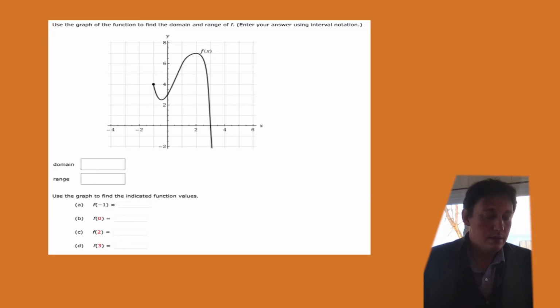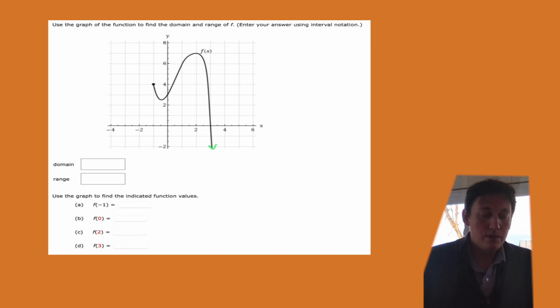In the next question, we have a graph provided to us. You're asked for domain and range. So remember, domain is what x values this function could be. It looks like this function keeps going down until infinity, down and to the right into infinity. So it doesn't have an endpoint.